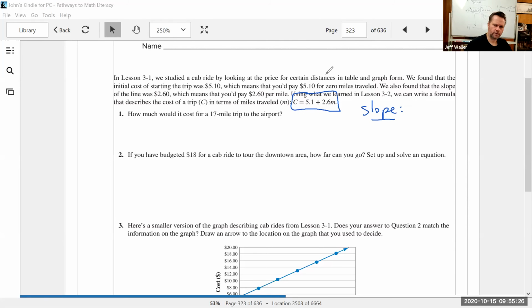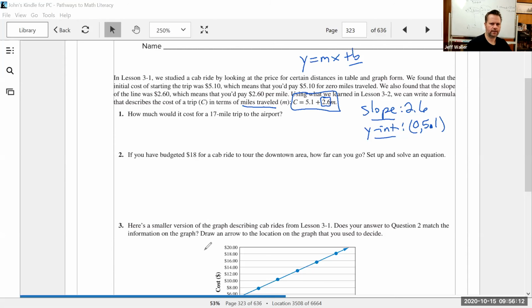2.6. Yes. So in general, it sucks they picked the letter M to mean miles traveled, but whatever's in front of the variable is the slope. And then what's the y-intercept going to be? Somebody else. 5.1. Yeah, be a little more careful. So B is 5.1. So what's the y-intercept? It's two parts to it, right? It's going to be (0, 5.1), a point.